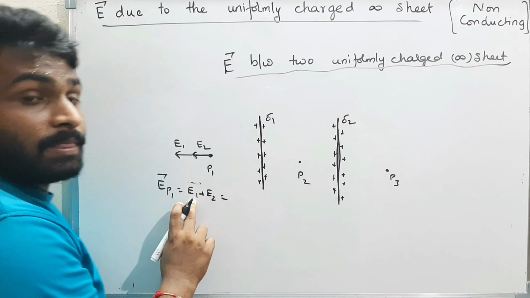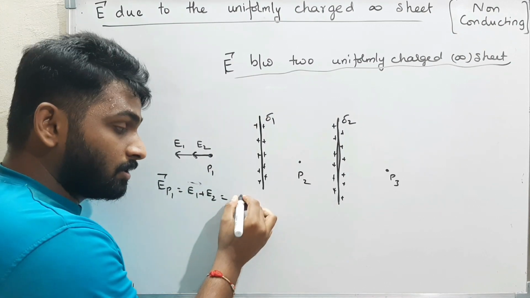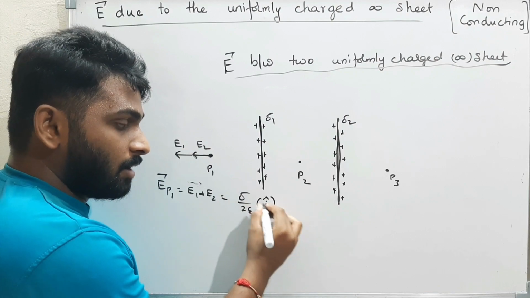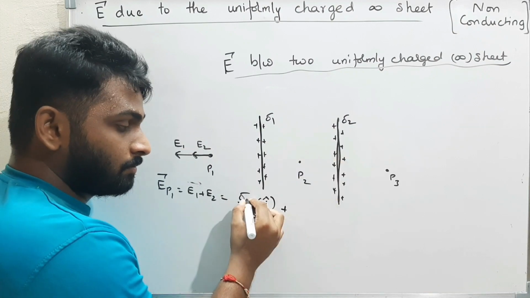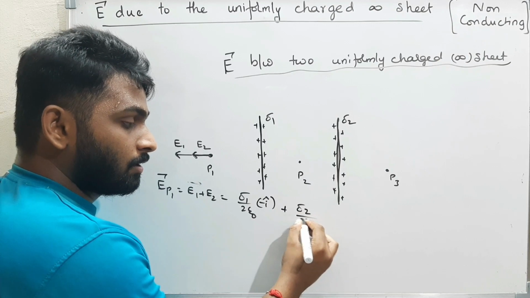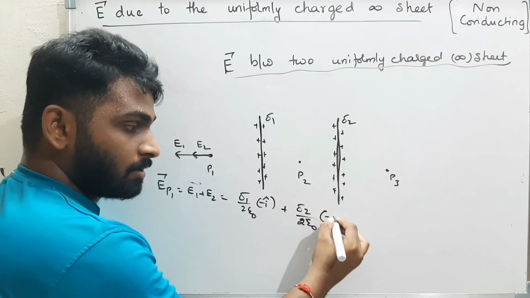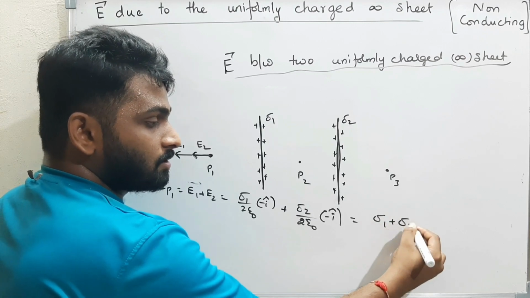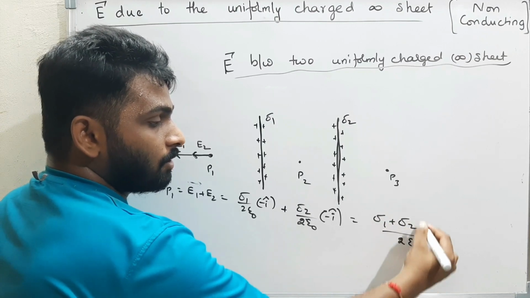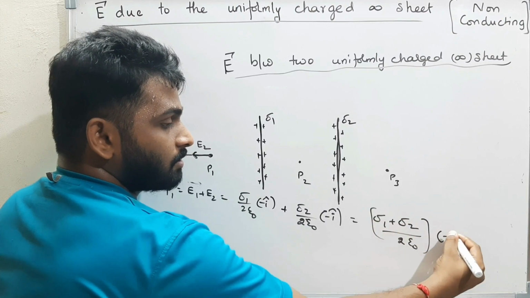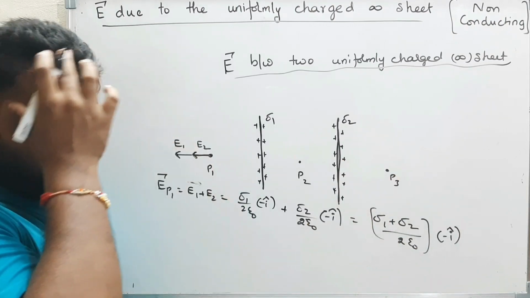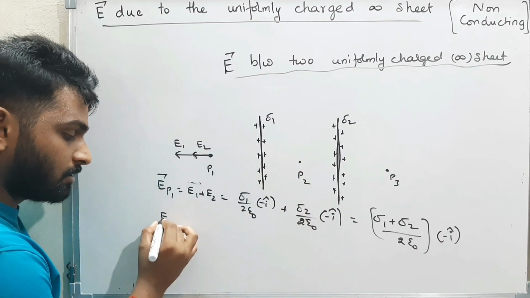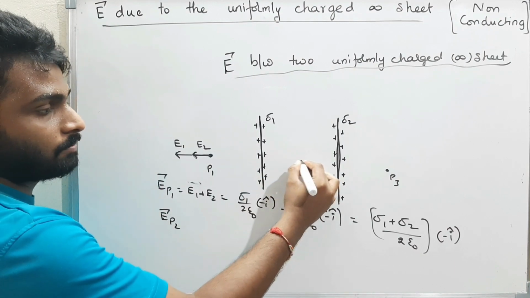What is E1? The electric field due to the infinite sheet is how much? Sigma by 2 epsilon naught, in which direction? Minus I cap. Plus, because of the second sheet, sigma 2 by 2 epsilon naught, minus I cap. Therefore, sigma 1 plus sigma 2 by 2 epsilon naught. What is the direction? Direction is minus I cap. Minus I cap is nothing but in this direction. Well and good. Now they told to find the electric field intensity at point P2, at this point.